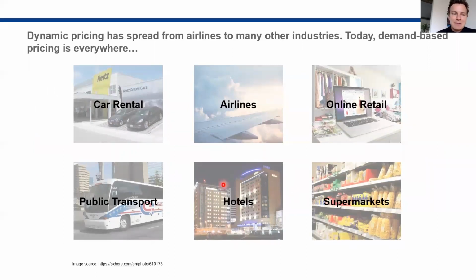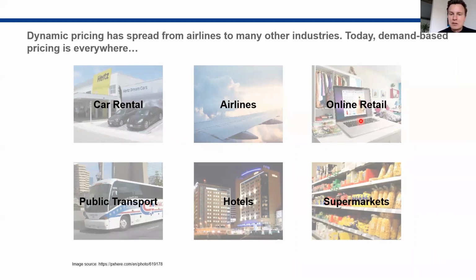So the term of dynamic pricing, so that the price actually changes for the product that you consume, has spread from the airlines to many other industries by now. And today, we are all faced with changing prices. It starts, for example, in car rentals. If you go for Hertz or for Sixt, the price for your car rental obviously changes, even for the same type of car that you want to rent.